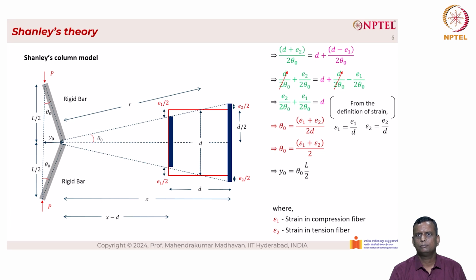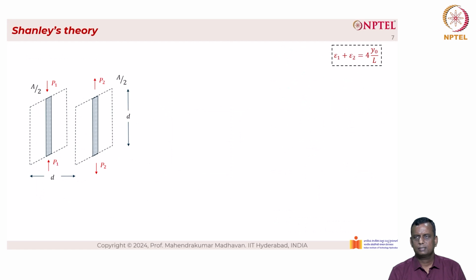divided by 2. Y0 we know is equal to theta naught into L by 2. So we substitute again: y naught equal to epsilon 1 plus epsilon 2 divided by 2 into L by 2. So this leads to the expression epsilon 1 plus epsilon 2 is equal to 4 y naught by L. So we keep this aside on the right hand side.